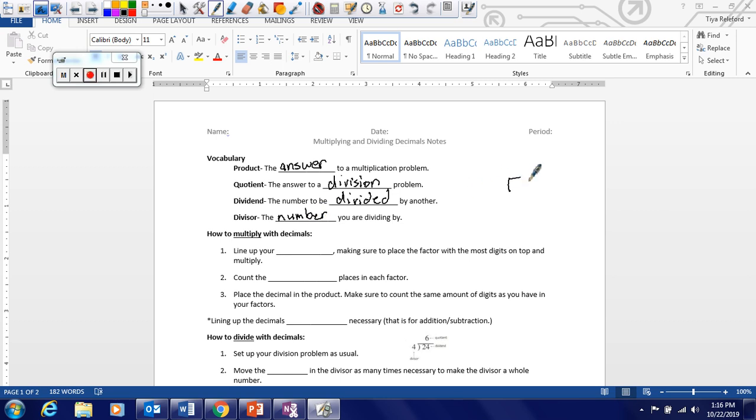So, the dividend is inside the box. The divisor is outside the box. And the quotient is your answer.